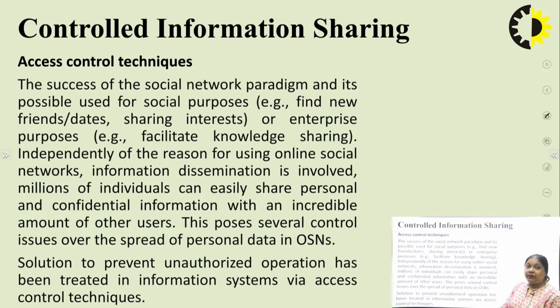Next is controlled information sharing. There are many access control techniques that we use today. With the success of the social network paradigm and its possible use for social purposes, independently of the reason for using online social networks, information dissemination is involved. The personal information that we have entered on our social media accounts is disseminated through these channels. Millions of individuals can easily share personal and confidential information with an incredible number of other users.